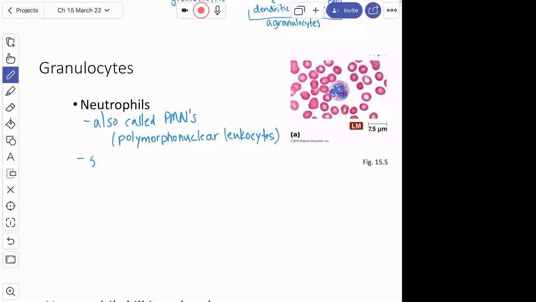Okay, about 50 to 60% of the white blood cells in circulation, so that means in the bloodstream, are neutrophils, right? So they outnumber the other ones by quite a bit.